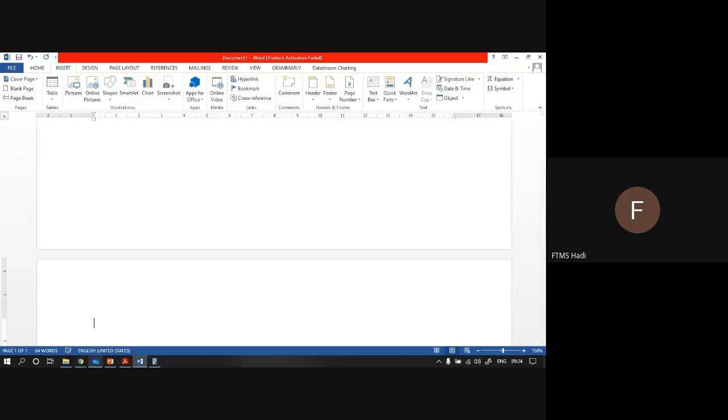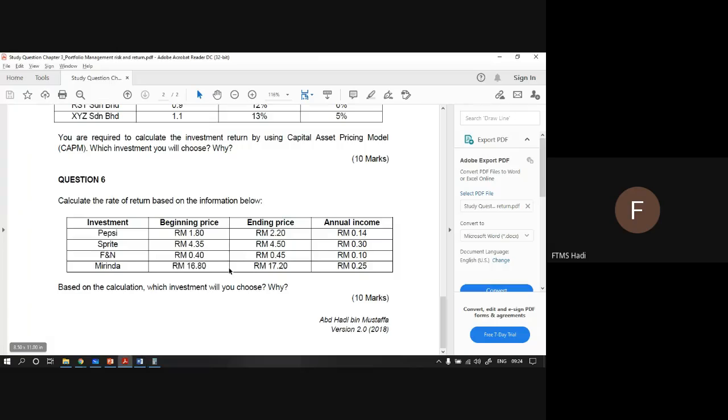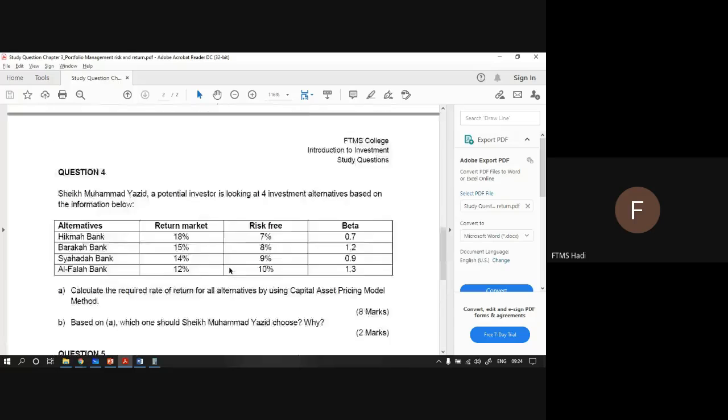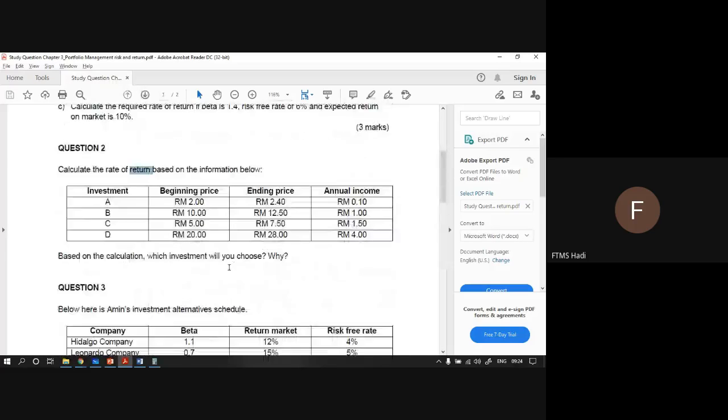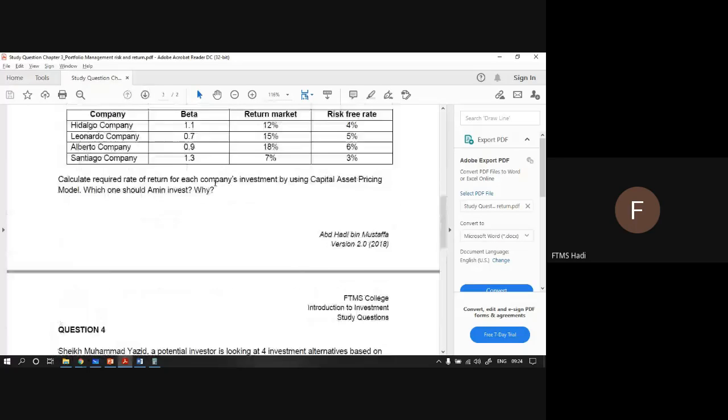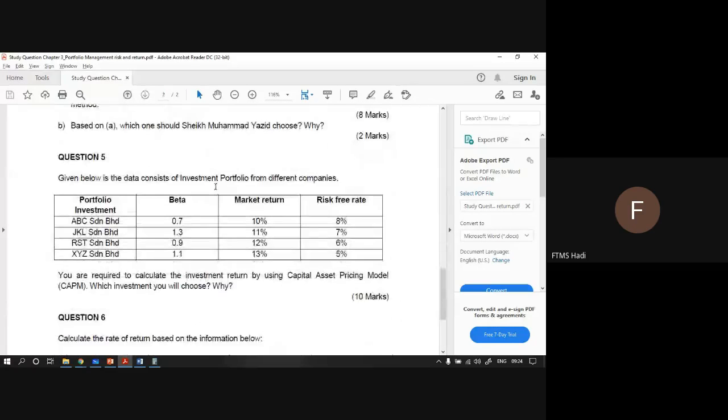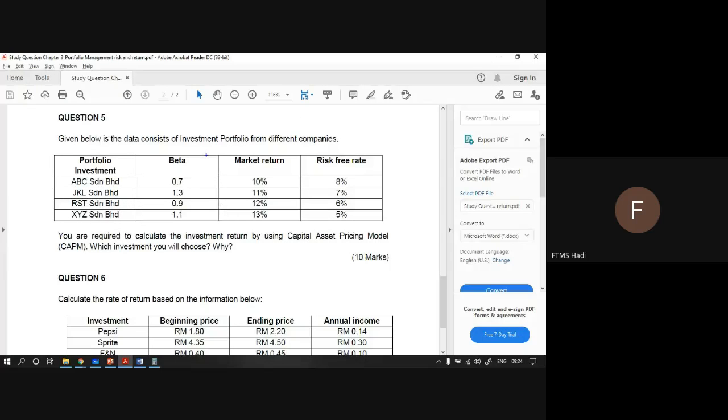Okay, let's have a look at a study question related to beta, market return, and risk-free rate. Let's have a look at question number 3. I'm not doing question number 3. I'm doing this one, question number 5. We have beta, market return, and risk-free rate. Definitely, we'll go for the second formula.